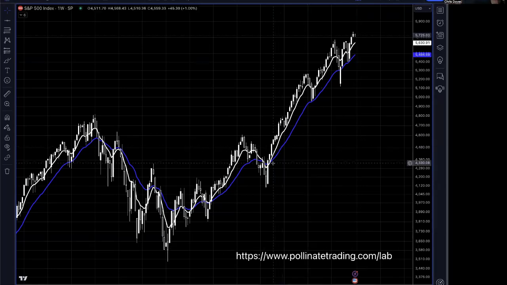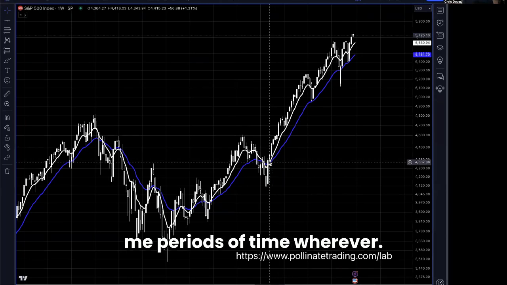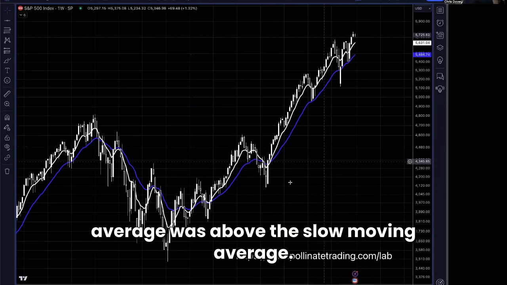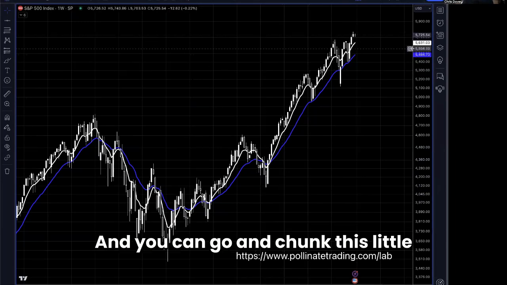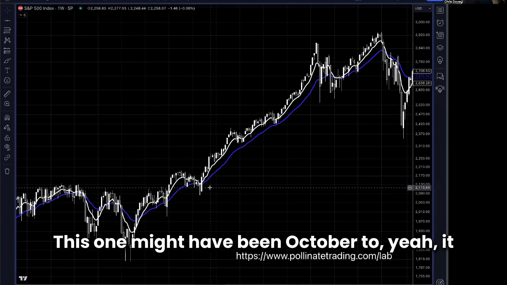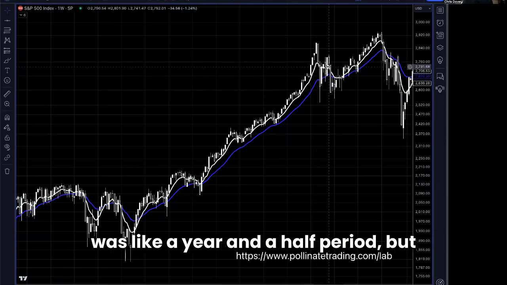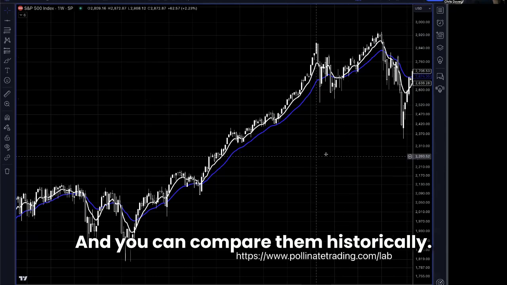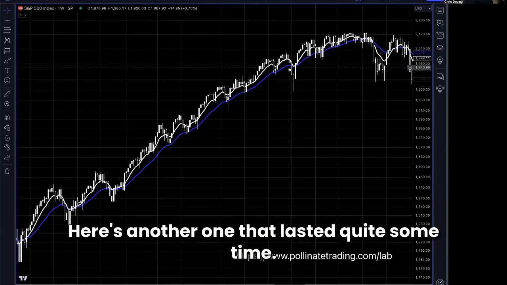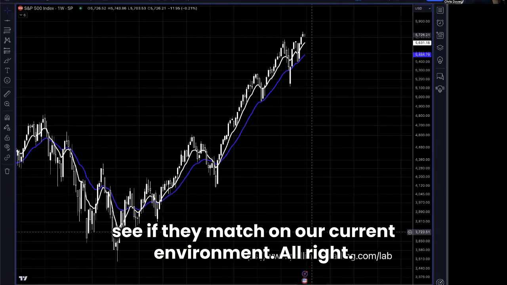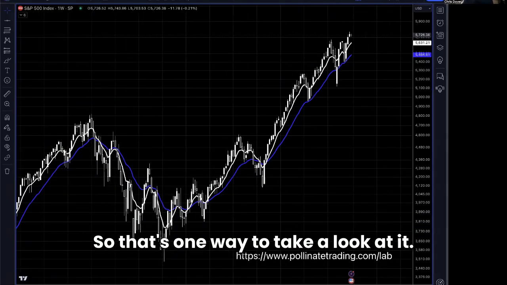I can go back and say, give me periods of time where 40 weeks or more of the fast moving average was above the slow moving average. You can chunk this little environment and see if you can find other periods and see what characteristics were there. This one might have been October to, there was like a year and a half period. But that eventually came down and got quiet. You can compare them historically. Here's another one that lasted quite some time. So you can get characteristics of that and see if they match our current environment. So that's one way to take a look at it.